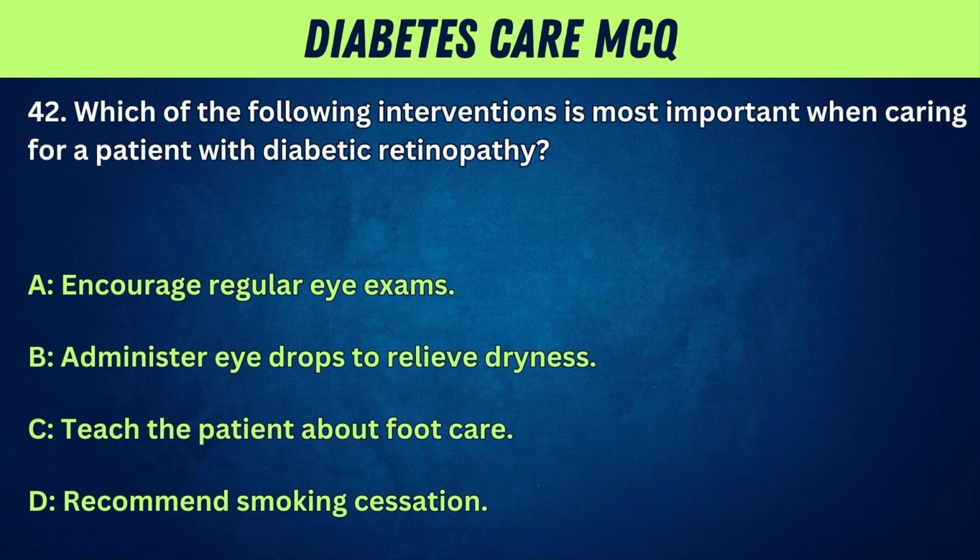42. Which of the following interventions is most important when caring for a patient with diabetic retinopathy? A. Encourage regular eye exams. B. Administer eye drops to relieve dryness. C. Teach the patient about foot care. D. Recommend smoking cessation. Answer: A. Encourage regular eye exams. Rationale: regular eye exams are essential for detecting and managing diabetic retinopathy early, preventing further damage to the eyes.